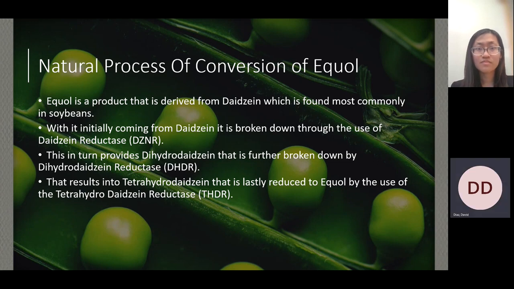The natural process of conversion of equol is a product that is derived from daidzein, which is found most commonly in soybeans. With it initially coming from daidzein, it is broken down through the use of its reductase, daidzein reductase, or DZNR. This in turn provides dihydrodaidzein that is further broken down by its reductase, DHDR, and this results in tetrahydrodaidzein that is lastly reduced to equol by the use of its reductase, THDR.